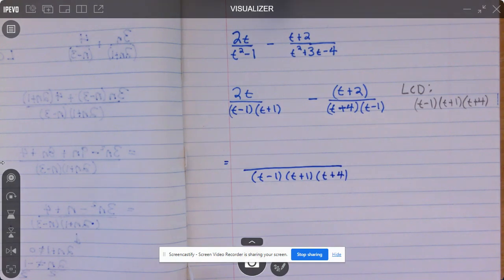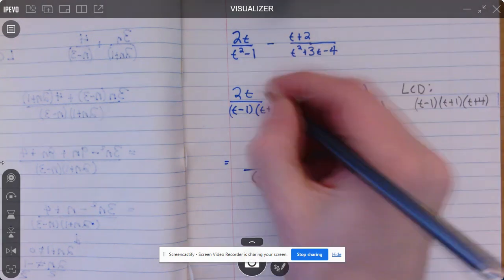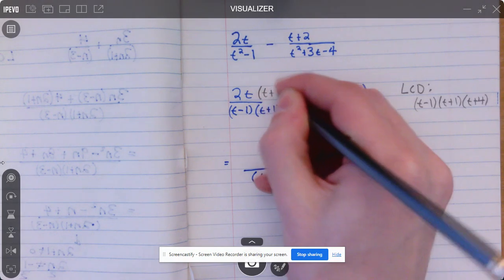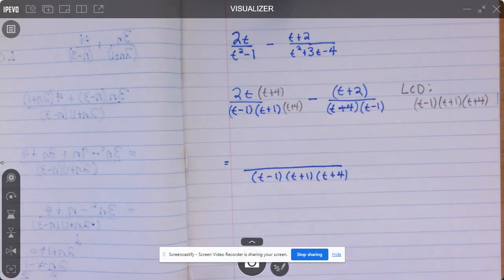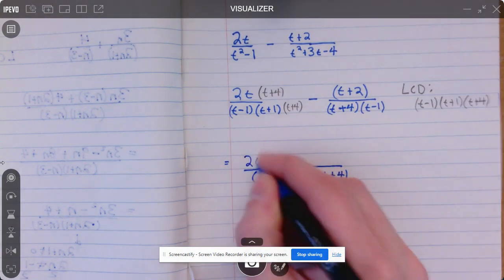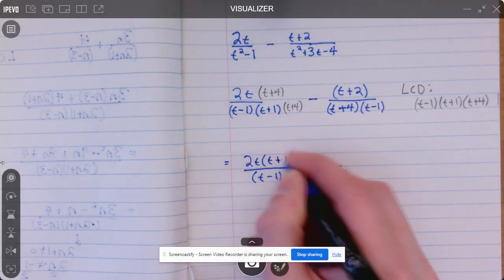So for this first expression, I need to multiply top and bottom by whatever factor is missing from the common denominator. So for the first one, I need to multiply top by t plus 4 and bottom by t plus 4. And now it's over the common denominator. So I can write that as 2t times t plus 4.